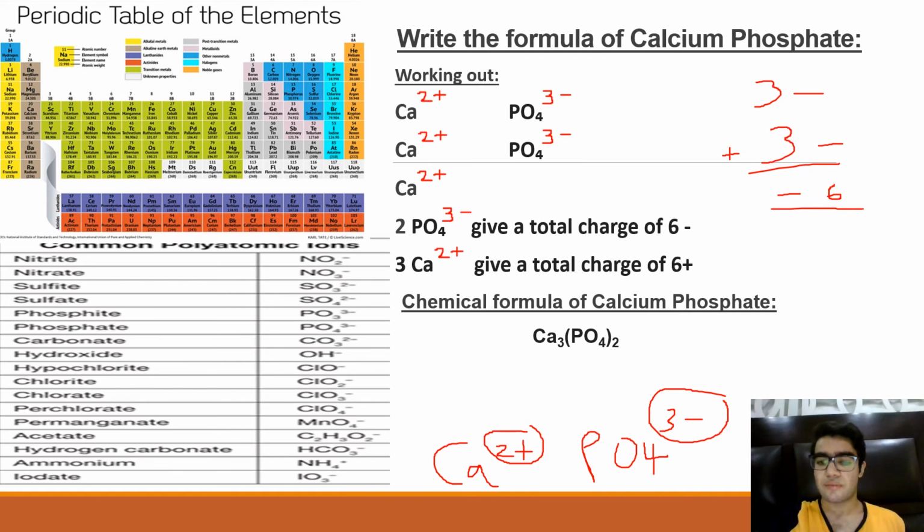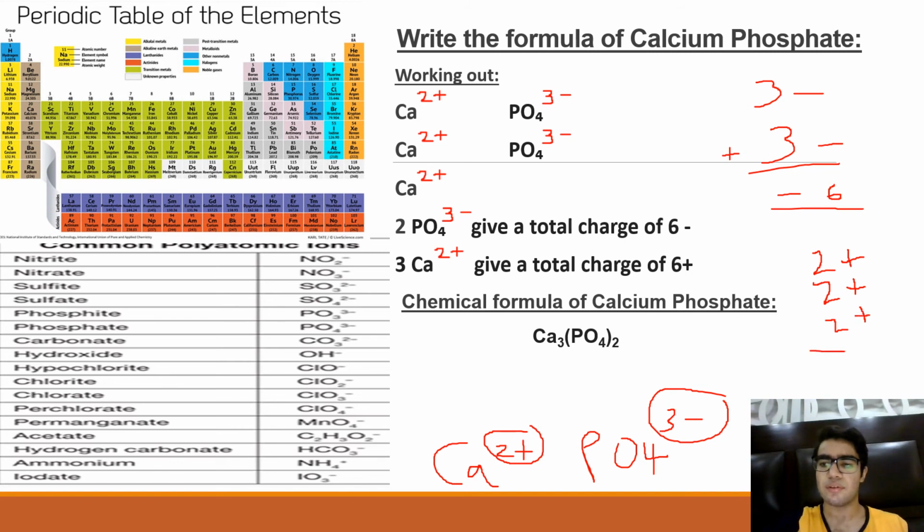But if we have one calcium, that would make it plus 2. So we need to balance out the minus 6. So what we can do is we can have three calciums, because plus 2 times 3 is plus 6. So plus 6 balances out the minus 6. So if you look at this, we have plus 2 for 1 calcium, 2 plus another calcium, and the third calcium ion also has 2 plus. So if we add all these charges together, that would make it plus 6. So if we have 3 calciums and 2 phosphates, that means that the ions would be balanced out.